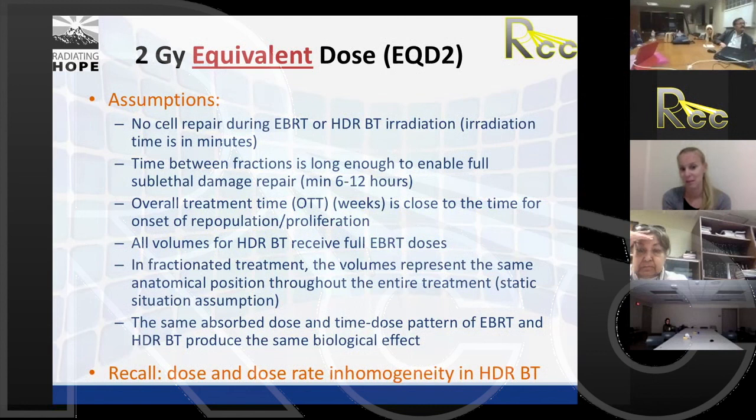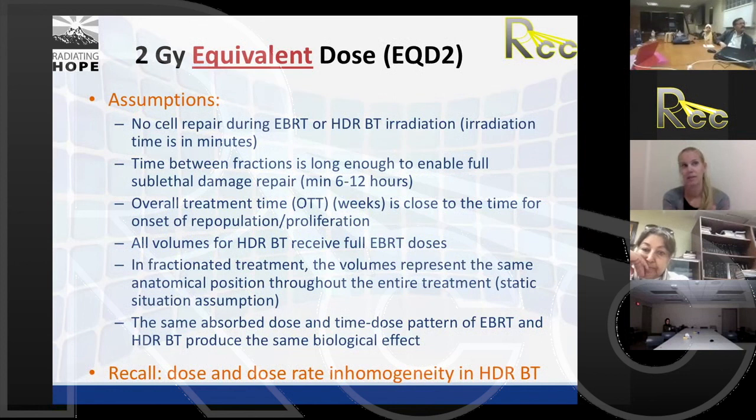Again, we make the assumption that our overall treatment time is close to the time of onset of rapid repopulation. There's a couple of other things that we make an assumption for, particularly adding the external beam and brachytherapy components together. So we assume that all volumes for high dose rate brachytherapy receive the full external beam radiotherapy dose.